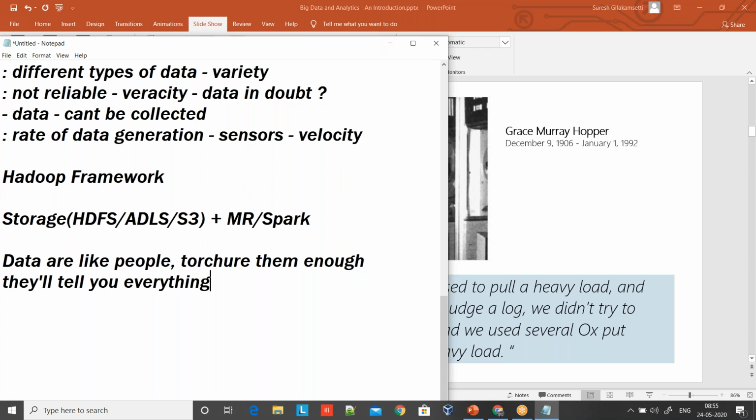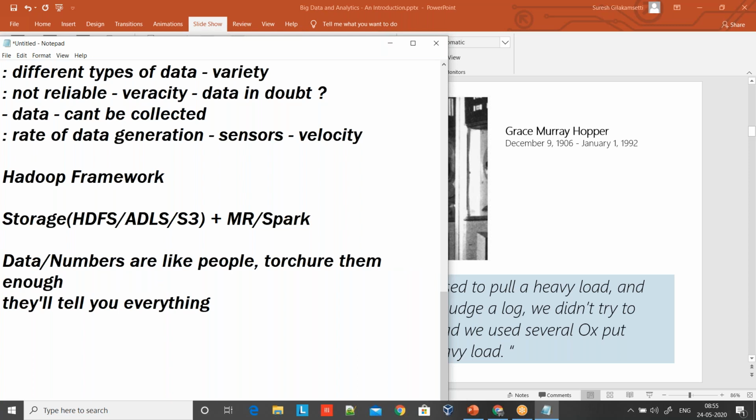Data are like people, torture them enough and they'll tell you everything. So few people call it data and few people would call it numbers. For me, both are the same. Data are like people, torture them enough and they'll tell you everything. And I have kept doing this for the last 6.5 years.